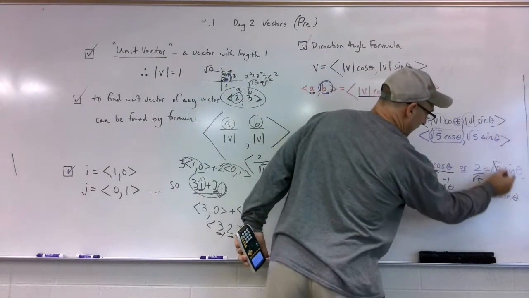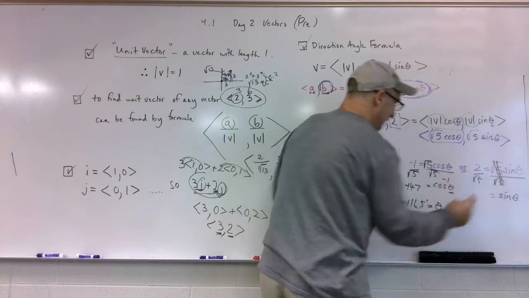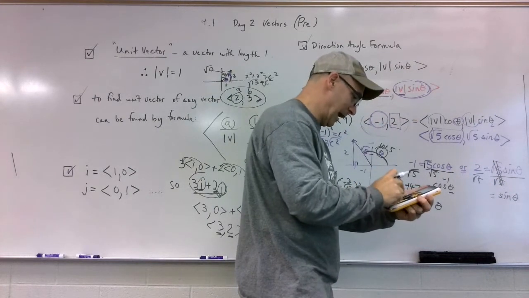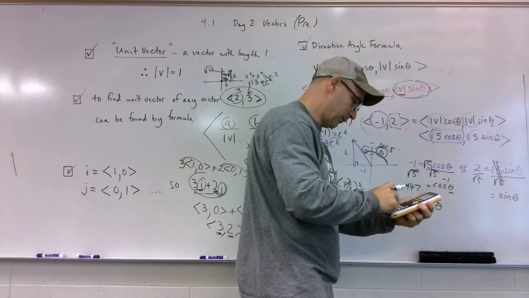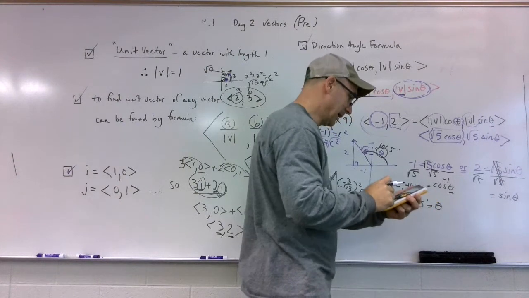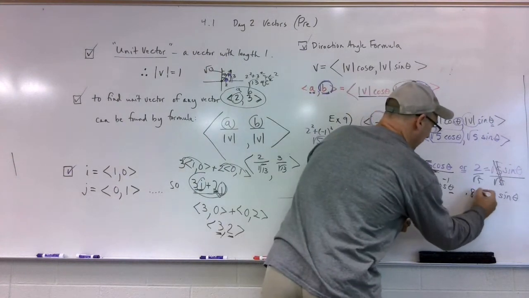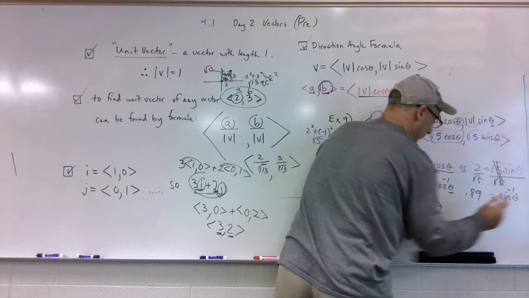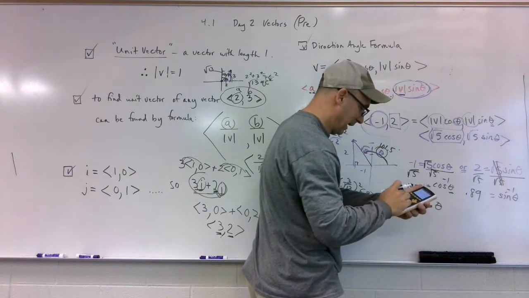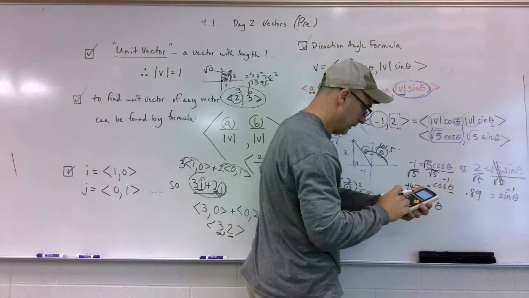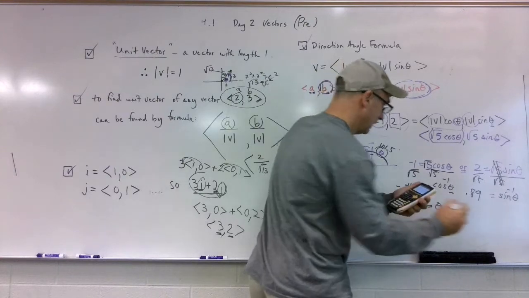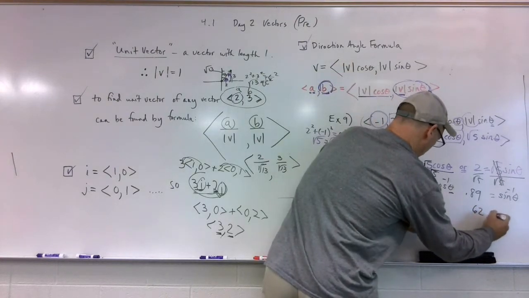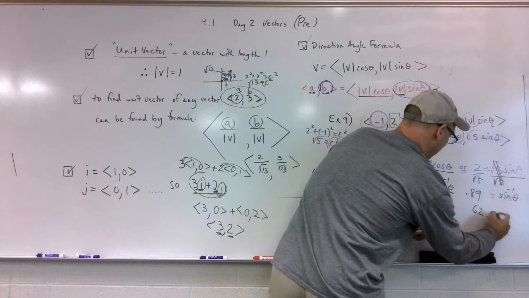This one, this cancels. How do I figure out what that is? Well, you just have to go 2 divided by the square root of 5, and I get 0.89. Now, here was the point I wanted to make. Watch what happens here. Now I'm going to go second sine 0.89, enter, and I get 62.87.